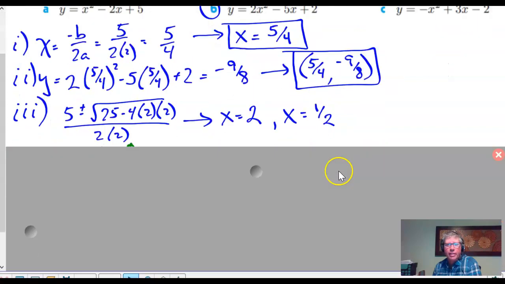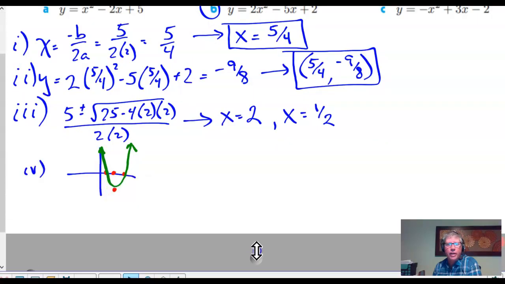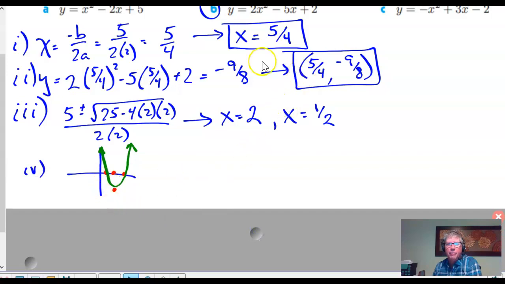Sketch the quadratic. That is feasible now that I have all that cool information. There's my 2, there's my 1/2, there's my 5/4, -9/8. There it's going up. Man, life's good. Hey, I would take a point off for this because you didn't write the numbers down. And if you miss the point that you drew, just make the point bigger or do something.